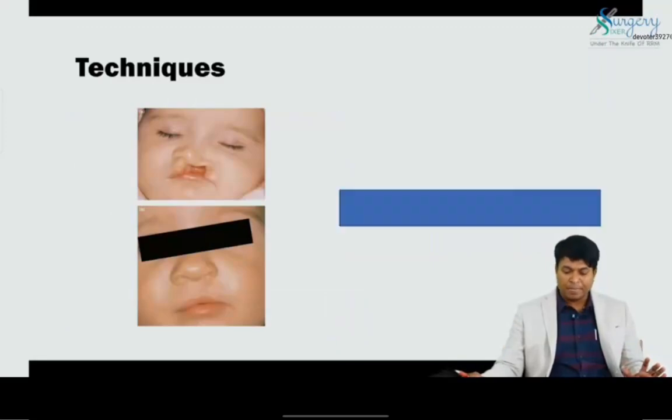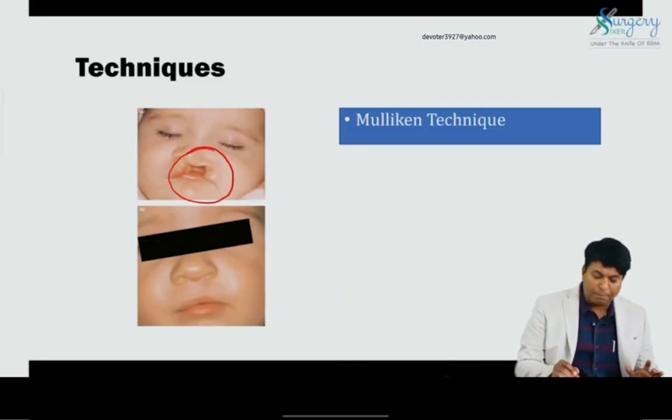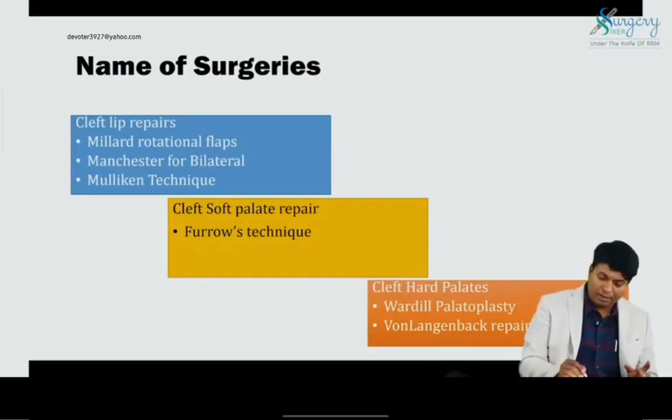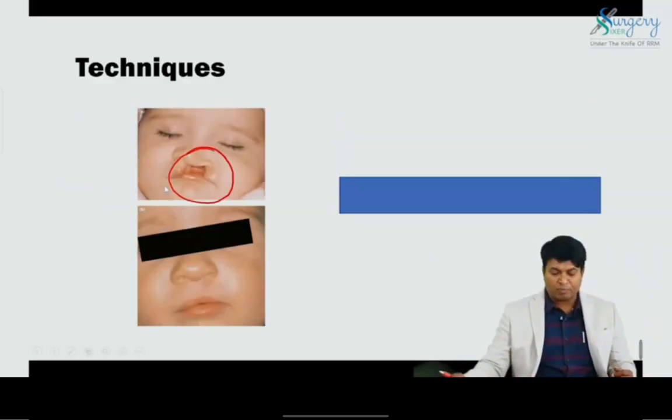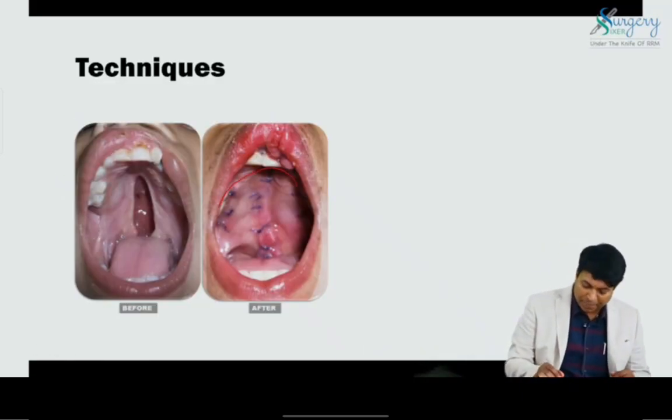This is a technique known as the Millard technique of repair of cleft lip. What are the other techniques? Mulliken, Millard and Manchester. And for the soft palate, the repair is Furlow's repair. You can see the soft palate repaired by the Furlow method, Furlow technique.